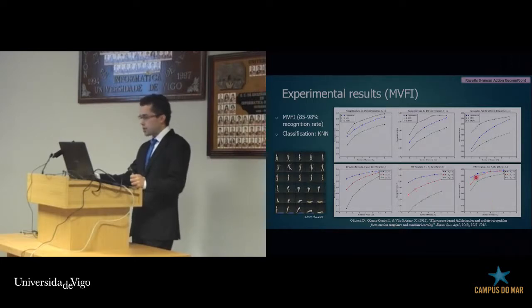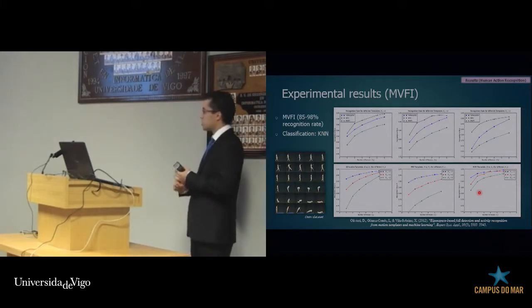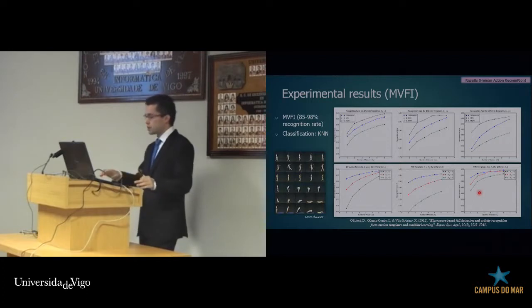And you can see in MBF5 you always obtain a better recognition rate, between 85 and 98%, independently of the number of persons that we are using in the training and the number of actions that you want to classify.